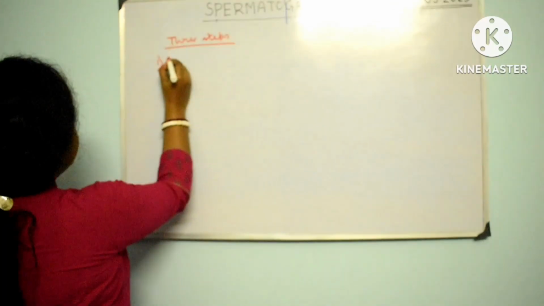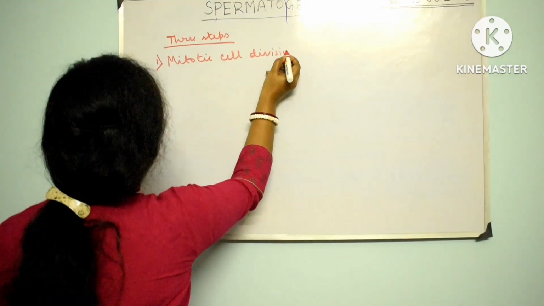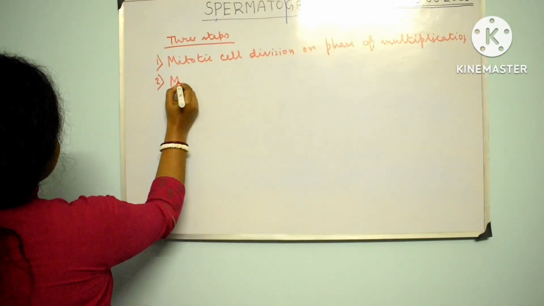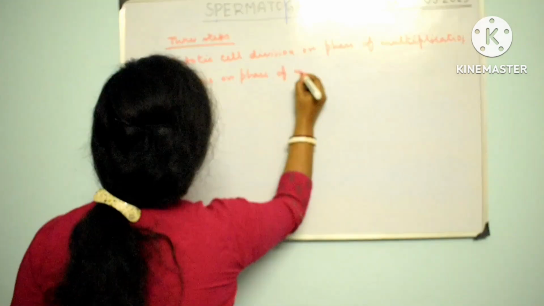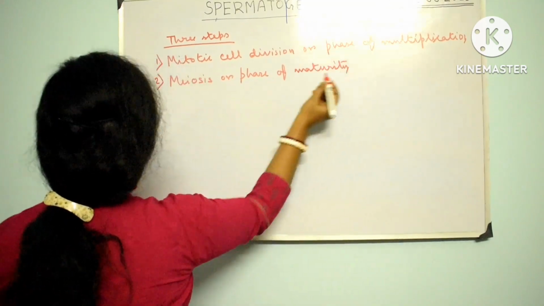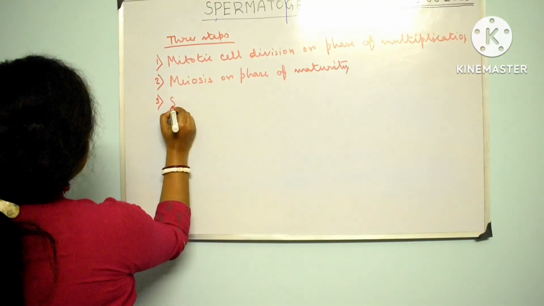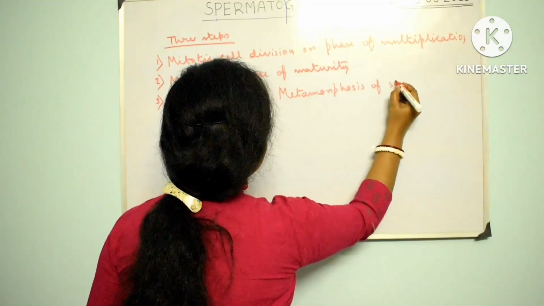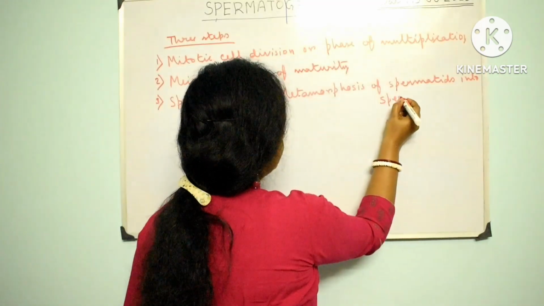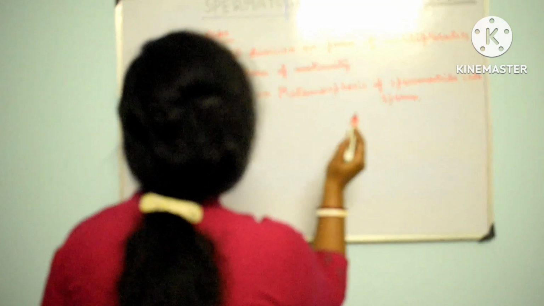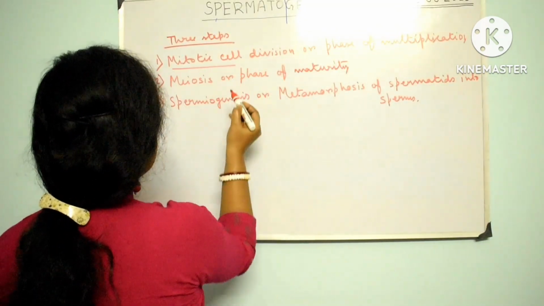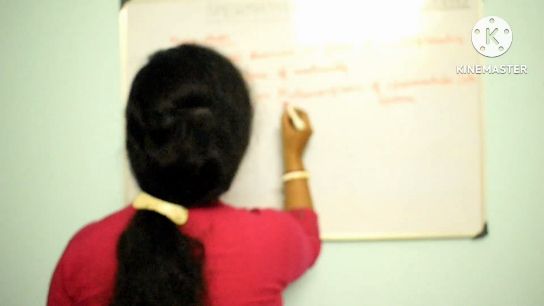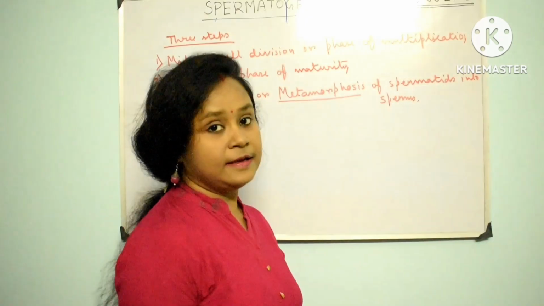The three steps: number one, mitotic cell division or phase of multiplication; number two, meiosis or phase of maturity; and the third stage, spermiogenesis or metamorphosis of spermatid into sperm. So the first step is mitotic cell division, the next step is meiotic cell division, and the third and last step is metamorphosis of spermatid into sperm.